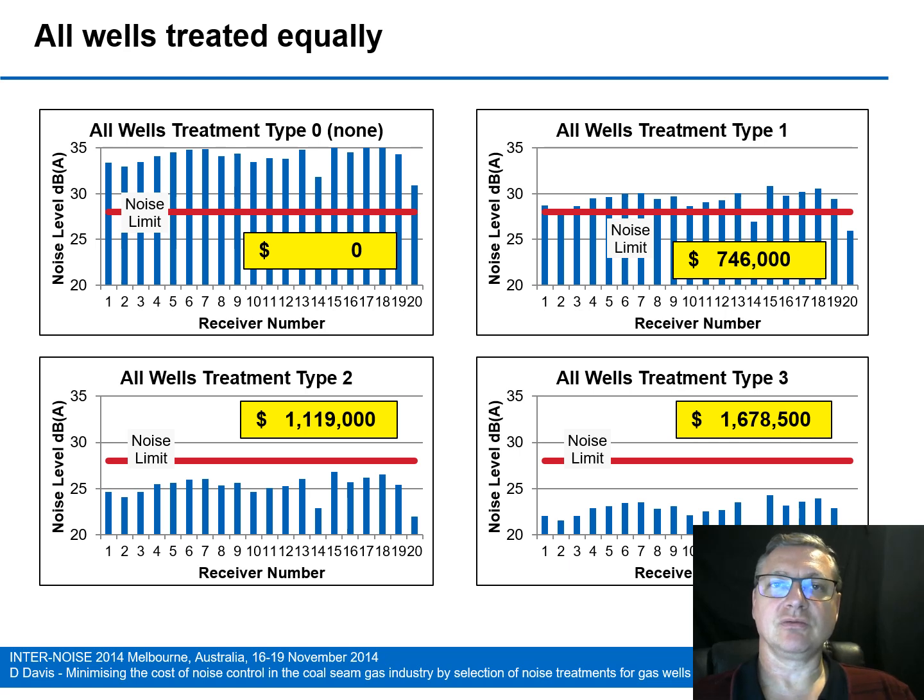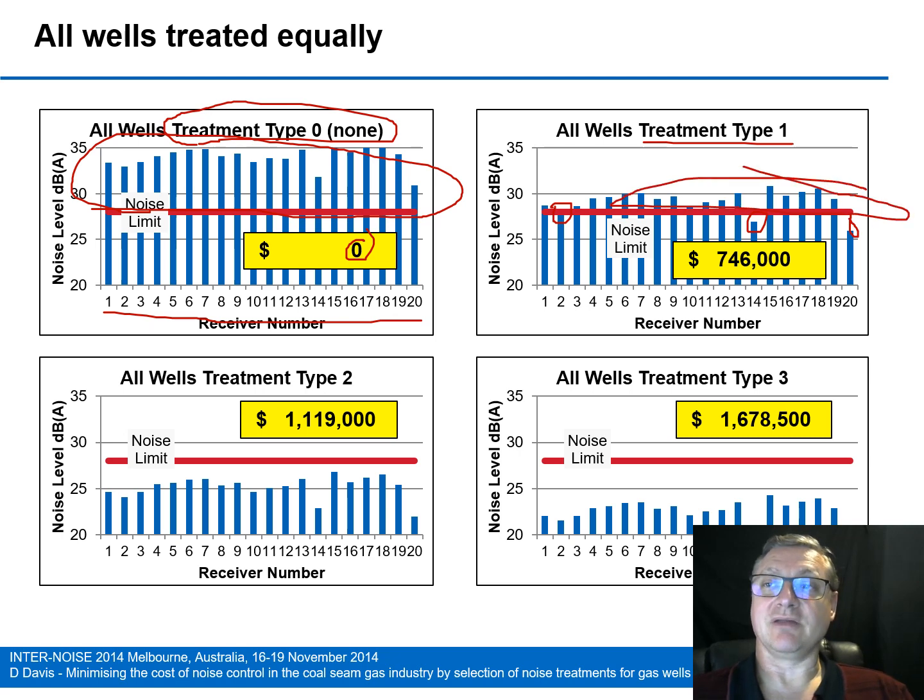If you don't apply any noise control treatments to any of the wells, then you don't achieve the noise limit at any of the receivers. The noise levels received at every receiver is higher than the noise limit. And the cost of doing that is, of course, nothing. If you apply noise control treatment type 1 to all of the wells, then you achieve the noise limit at some of the receivers, but you do not achieve the noise limit at many of the receivers. And the cost of doing that is about $746,000.